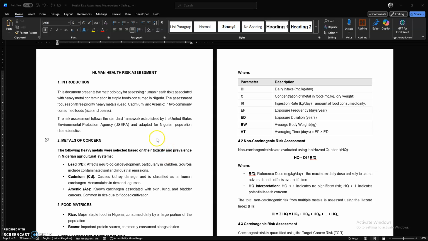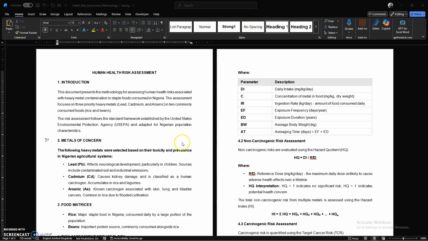So I'm going to walk you through how to do a human health risk assessment. Human health risk assessment is just trying to know how much impact contaminated food has on humans if we ingest it. Also, there are some health risk assessments that deal with exposure through inhalation and skin dermal contact, especially for soil, but we are going to look at food only.